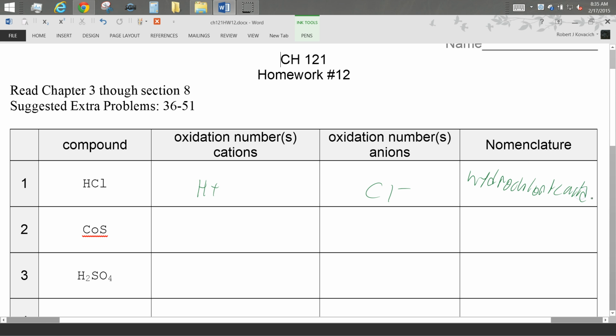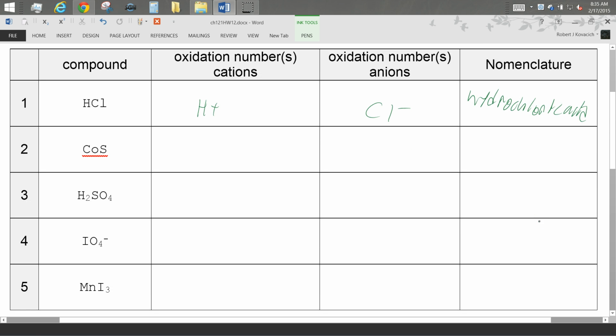What is it doing? All right. Next one. How do you know the cobalt is the cation? It's a metal. That's the reason. It's either 0 charge if it's by itself. If it's in a compound, it automatically has a positive charge.